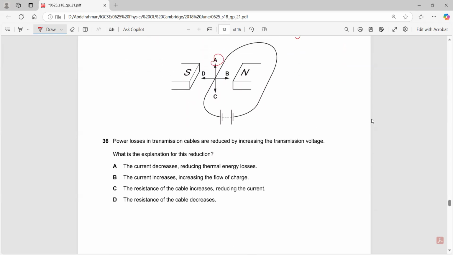Question 36. Power losses in transmission cables are reduced by increasing the transmission voltage. What is the explanation for this reduction? How can we reduce the power losses? By decreasing the current and reducing the thermal energy losses. Yes, that is correct, A. When we increase the voltage, the current decreases, and therefore the energy lost decreases.